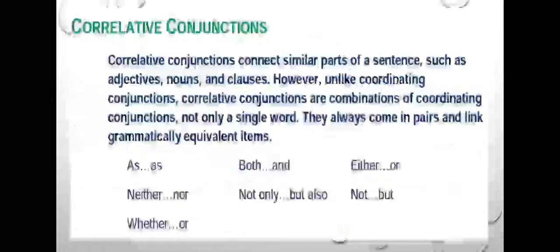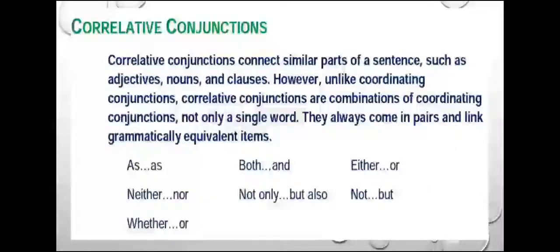Let's move on and talk about correlative conjunctions. They are not that common, but they could be asked in many competitive exams and your board exams, so be ready for it, guys. Correlative conjunctions connect similar parts of the sentence, for example adjectives, nouns, and clauses. However, they differ from coordinating conjunctions. Correlative conjunctions are combinations of coordinating conjunctions. Keep this in mind.